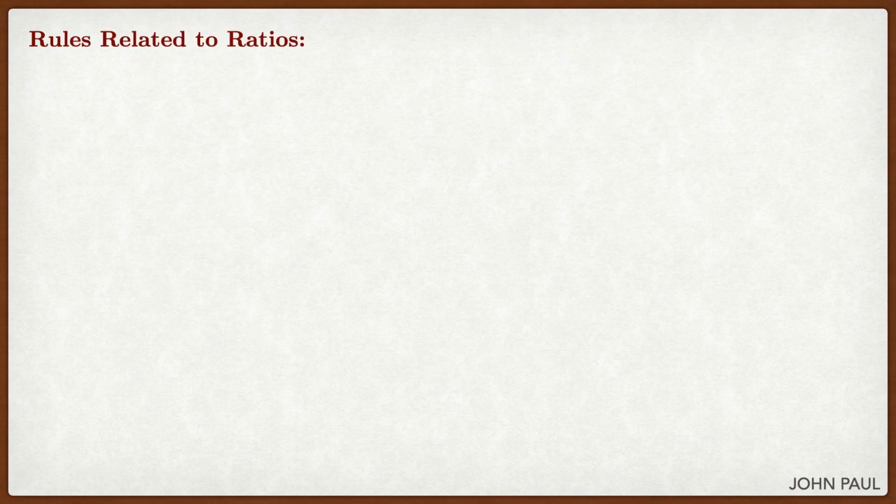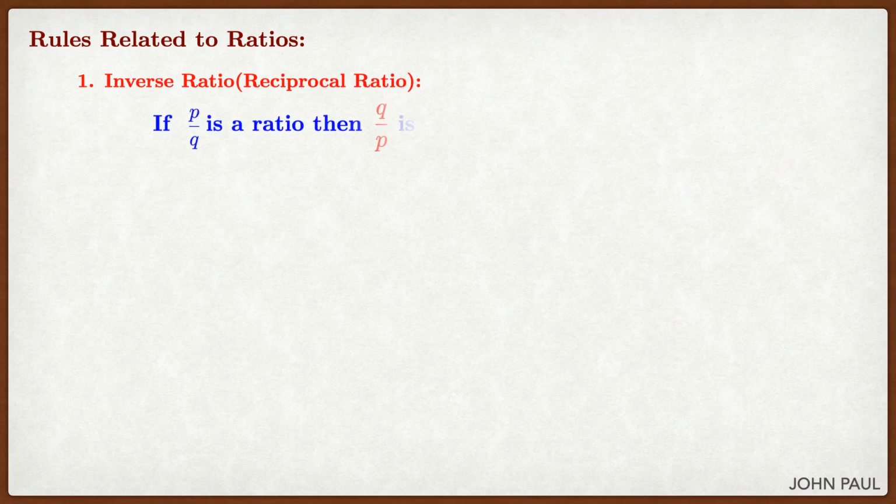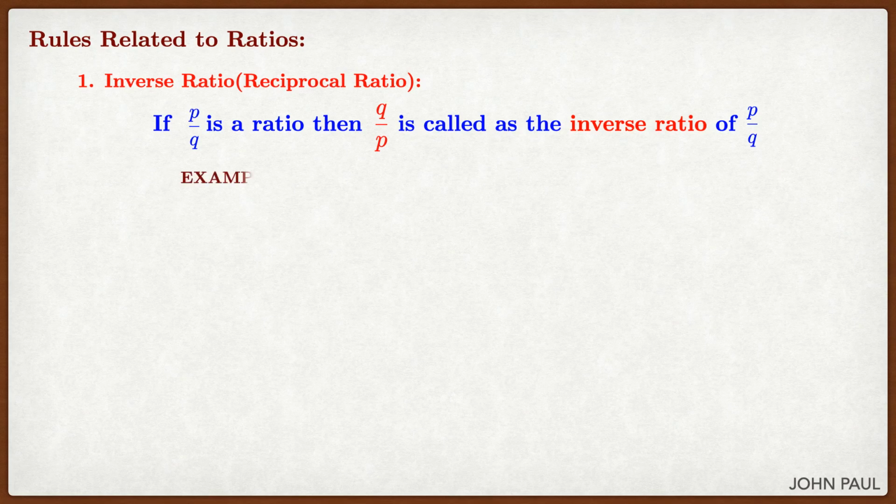Rules related to ratios. Inverse ratio or reciprocal ratio. If P by Q is a ratio, then Q by P is called the inverse ratio of P by Q. We'll see with an example. 2:3 is given. The inverse ratio is 3:2.